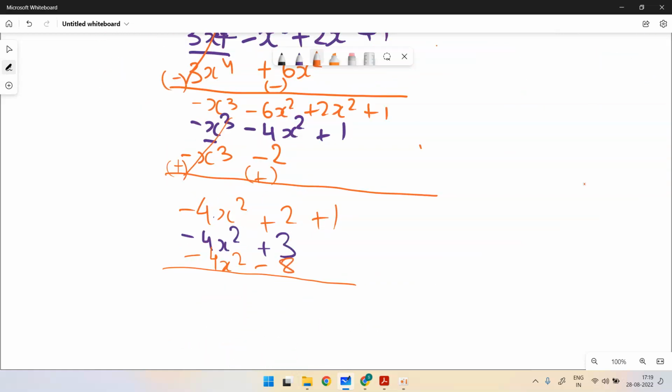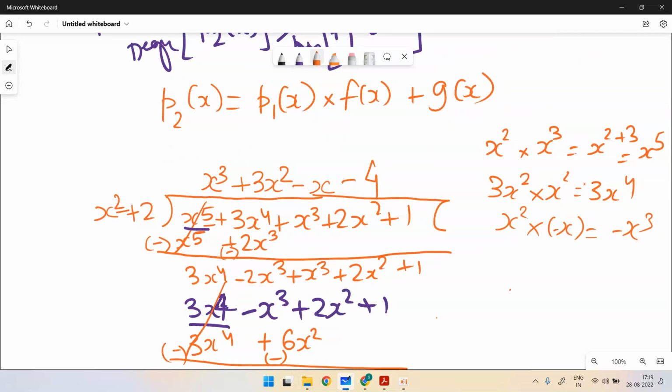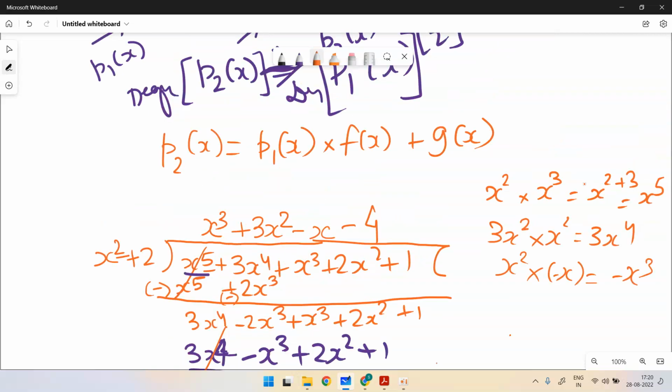So it will become this. So if you subtract, this will get cancelled. Subtracting this 2, this will be 11. So the entire polynomial p2x can be written in the form of p1x times fx plus gx.